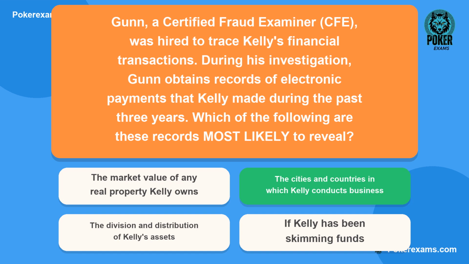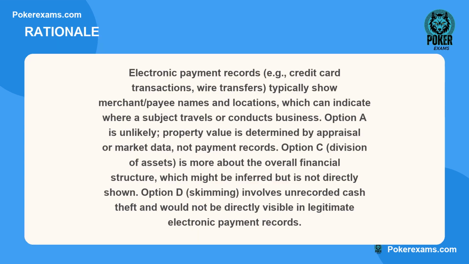The correct answer is B. Here is why. Electronic payment records, e.g., credit card transactions, wire transfers, typically show merchant/payee names and locations, which can indicate where a subject travels or conducts business. Option A is unlikely. Property value is determined by appraisal or market data, not payment records. Option C, division of assets, is more about the overall financial structure, which might be inferred but is not directly shown. Option D, skimming, involves unrecorded cash theft and would not be directly visible in legitimate electronic payment records.